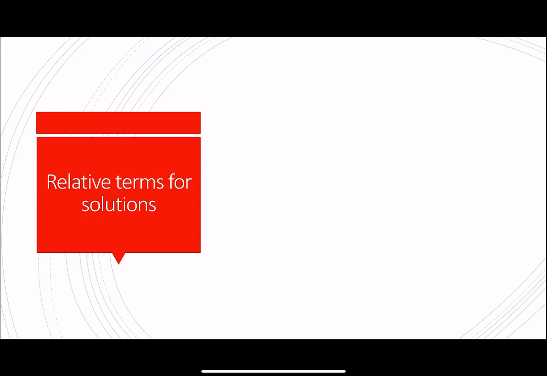Okay, we've been talking about different types of solutions. Now, there's two relative terms for solution. The first one we're going to look at is diluted. So when something is diluted, we're talking about that it has a small amount of solute. Remember, that's the thing being dissolved in our solvent to create this solution.